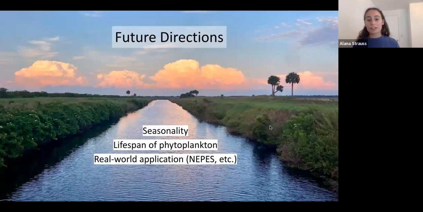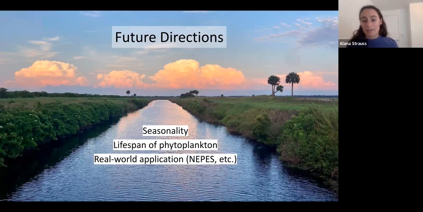So yeah, future directions, I would love to look at seasonality a little bit more and see what's actually going on in the summer when we see a lot of those harmful algae blooms on the coast. So what's going on upstream of those coastal systems in the summer. And then phytoplankton can live for like 3 to 28 days, and so maybe we should look at chlorophyll A concentrations from this month with nutrient data from last month to see how the phytoplankton grow over time as nutrients increase or decrease or change. And then the real world application of this research, I guess, would be payment for ecosystem services.